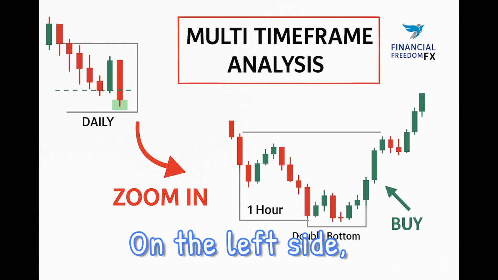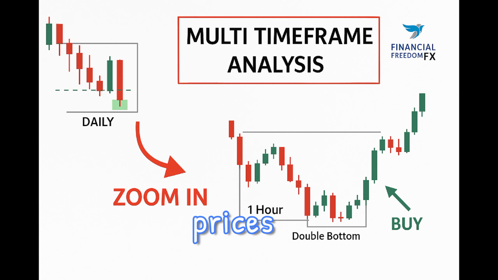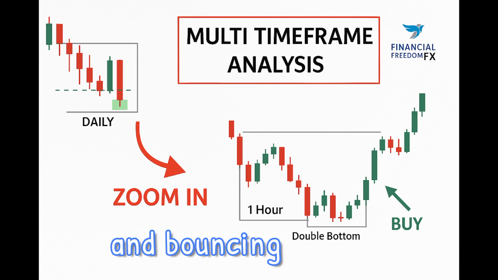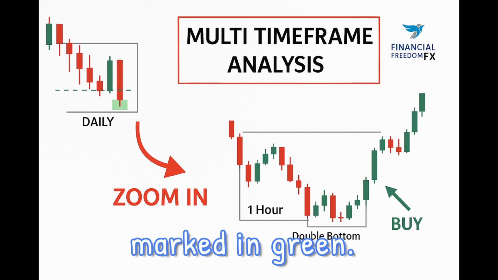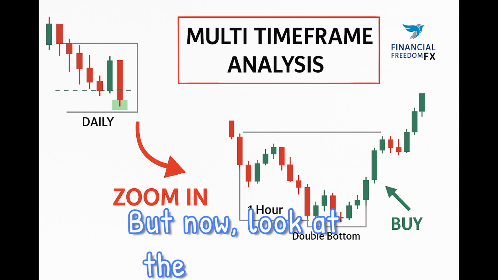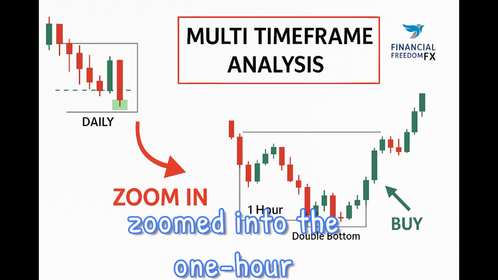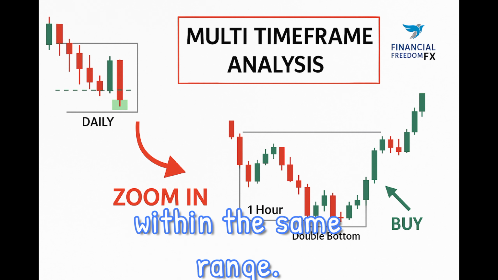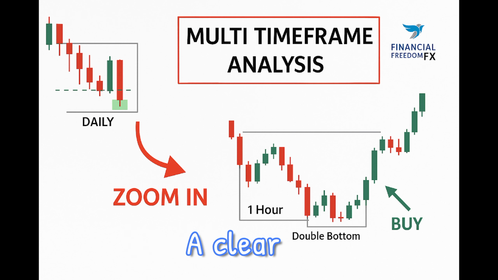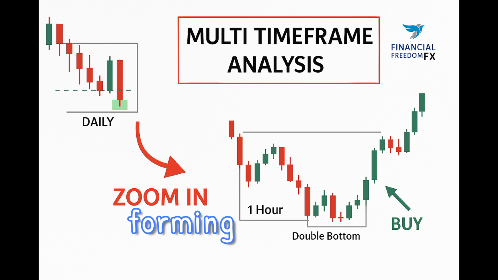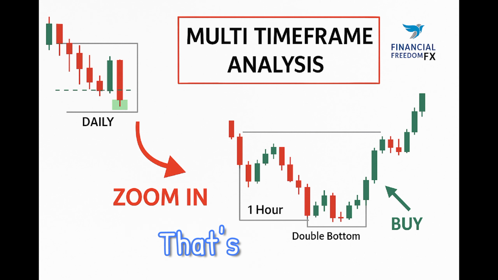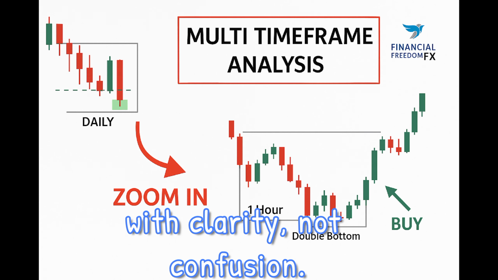On the left side, we see the daily chart, prices consolidating in a range and bouncing off a support zone marked in green. But now, look at the right side, zoomed into the 1-hour chart within the same range. What do we find? A clear double bottom reversal pattern forming right at that support. That's your buy signal. The higher time frame gives the location, the lower time frame gives the trigger. This is how smart traders trade, with clarity, not confusion.